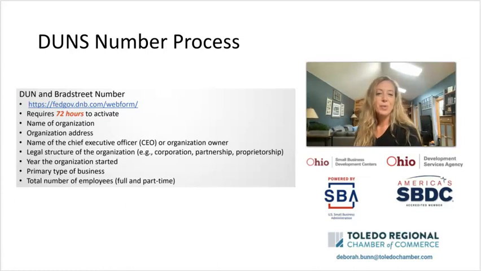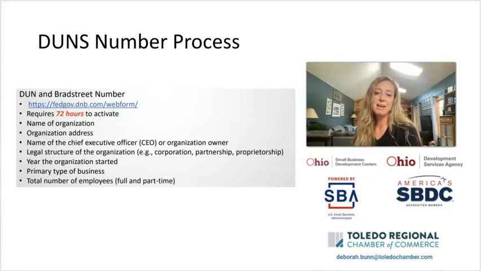So here are our steps. You will go to the website listed on this slide, fedgov.dnb.com/webform/. Reference this slide if needed to make sure that you're on the correct free website. It requires 72 hours to activate, so don't wait until the day that you need to do your SAMS registration in order to obtain it. 72 hours is pretty fast though.